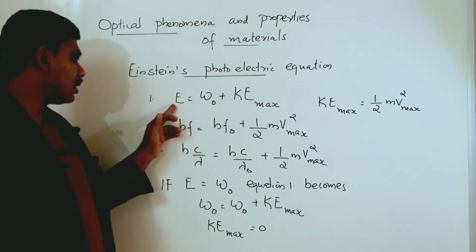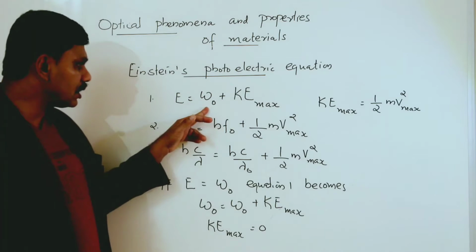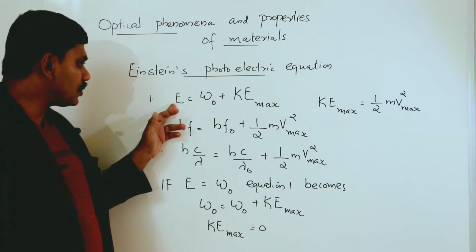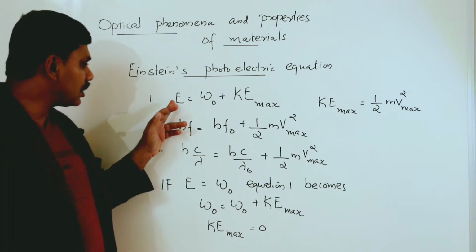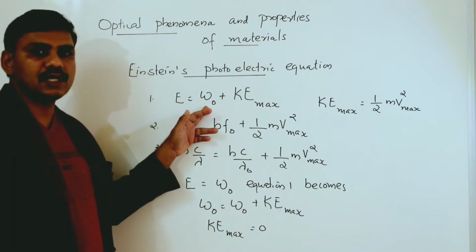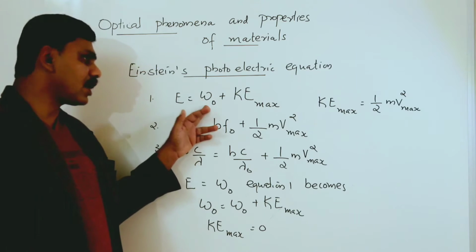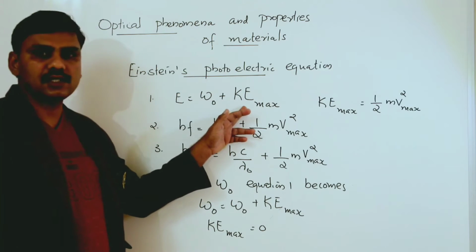That means the energy falling on the metal surface is equal to the work function plus kinetic energy. So when a radiation falls on the metal surface, that is E, a part of the energy is used for the ejection of electrons from the metal surface, that is the work function. The remaining energy is used to give the kinetic energy to the electrons.